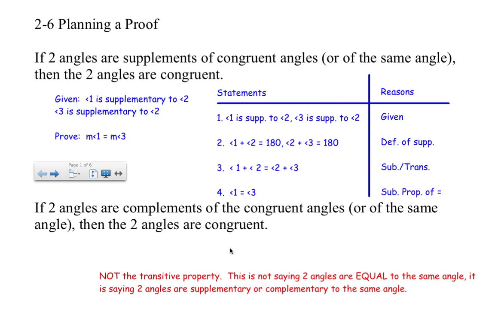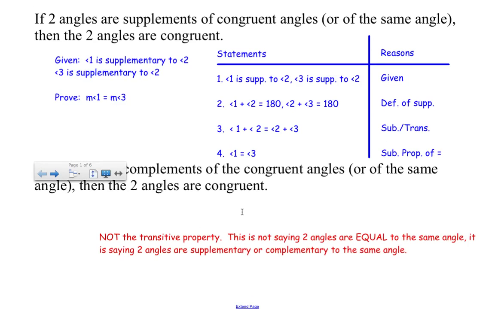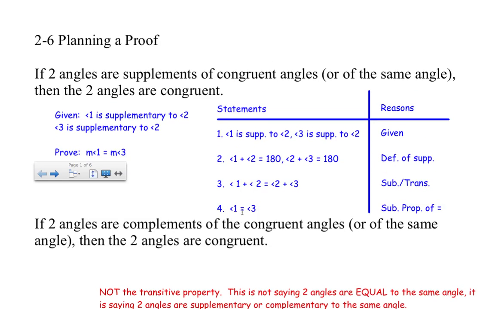The complementary one works the same way, it's just complements of congruent angles or of the same angle. Again, be careful, this is not the transitive property. You see this down at the bottom. It's not saying two angles are equal to the same angle, therefore they equal each other. It's saying two angles are supplementary or complementary to the same angle. So I know it kind of looks, in the logic of it, like it might be transitive, but it's not. Transitive says they equal the same thing. These theorems are saying they are supplements of the same thing.